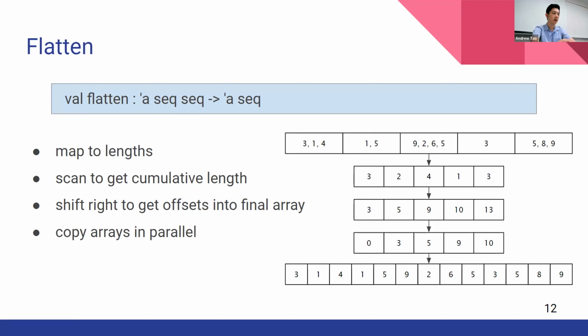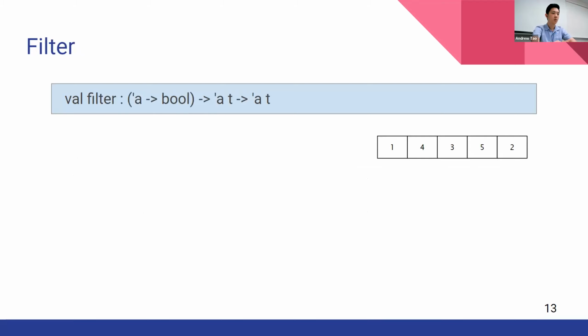Finally, let's talk about filter. So with filter, we want to take a predicate and a sequence and essentially create a new sequence where only the elements that pass the predicate are kept. So this is just like a List.filter. And finding out which elements to keep is relatively simple. You can very easily see doing that in parallel, but keeping them is a little less straightforward.